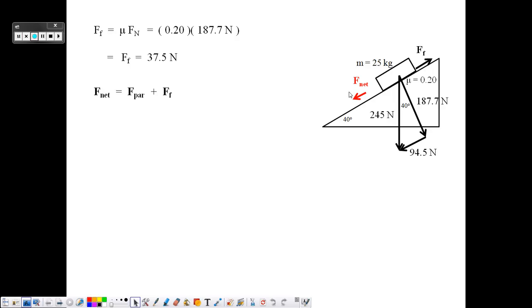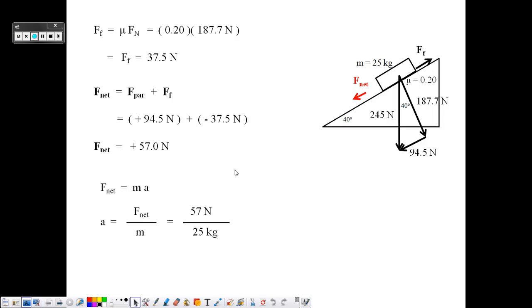So the net force will be the vector sum of the forces acting in the dimension down the plane, force parallel and the friction force. I'm going to consider down the plane as the positive direction, so that makes the friction force negative in magnitude. And the net force ends up having a value of 57 newtons, positive. And then finally, I can use Newton's second law, F equals ma. Solving for the acceleration, putting in my net force, my calculator yields a result of 2.3 meters per second squared.